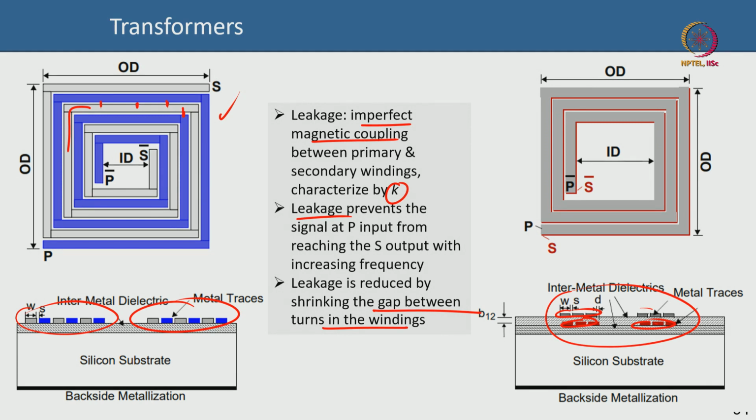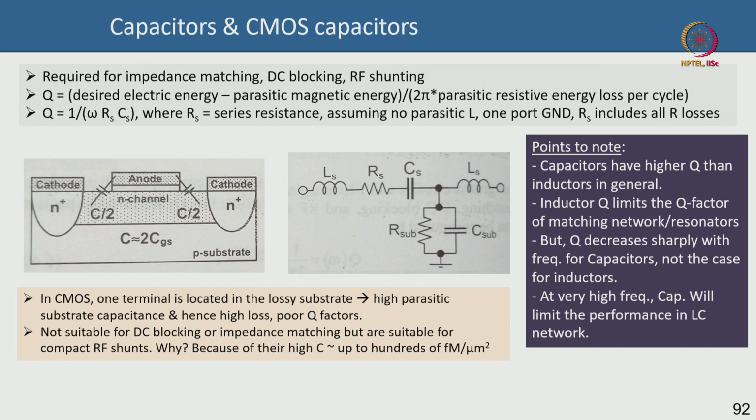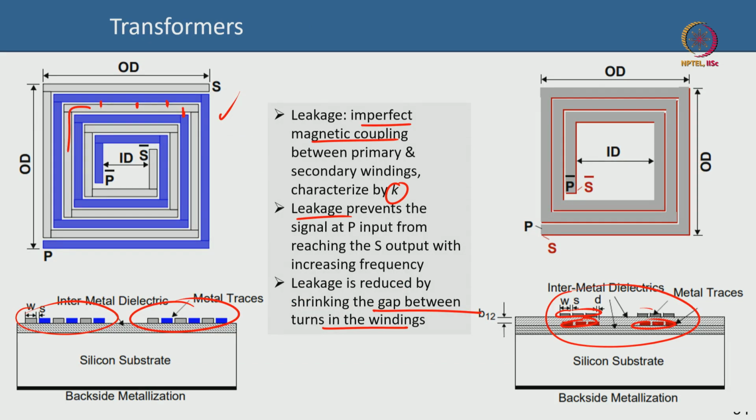Okay. So please remember, by reducing the gap between the turns in the windings you are able to reduce the leakage, but this is the transformer that people put on chip. And there are many other things about a transformer, we are not going to talk about that. For instance, people will also measure S parameters of a transformer and characterize the transformer model, etc.